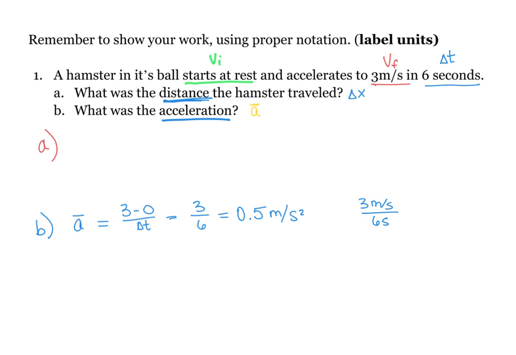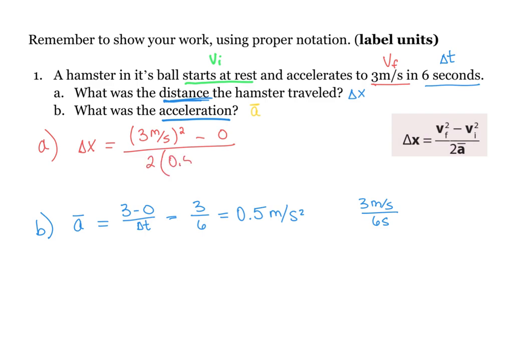What's going to be the easiest one for me to use? All right, so we chose this equation. If I want to find delta x, what is my final velocity that they gave me? 3 meters per second, and I'm going to square that, right? And I'm going to subtract 0, right? So that really doesn't affect anything, even if I square it. All over 2 times my acceleration, which was 0.5 meters per second squared.